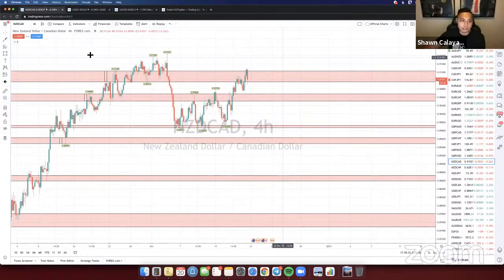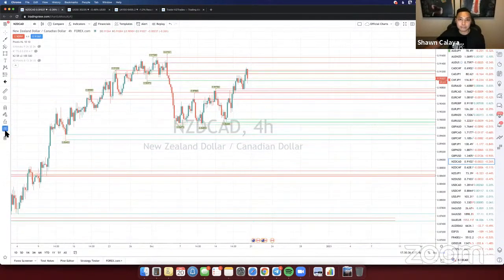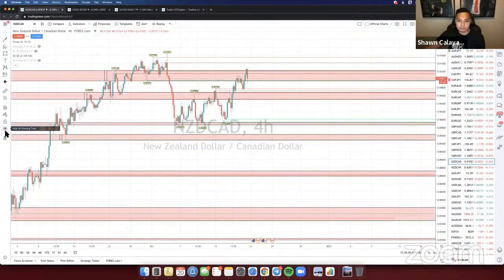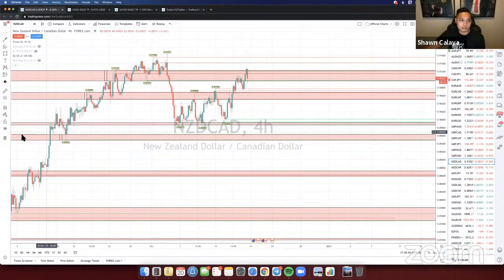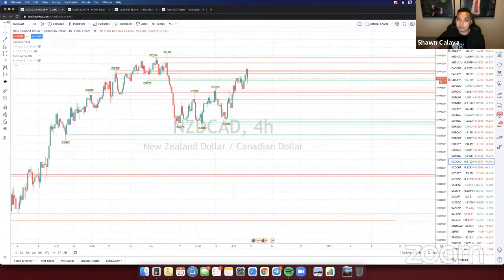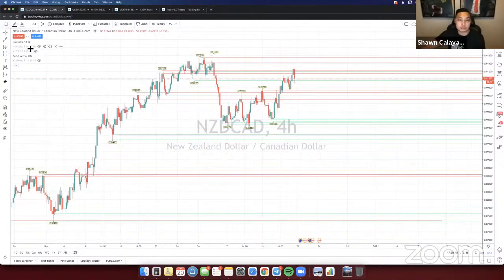So going back to NZD CAD over here, I'm going to go ahead and turn on the K²SR indicator. It looks like all the zones here are a little messy, so I'm just going to go ahead and redraw everything for NZD CAD. Let's go ahead and draw this upper zone right here.